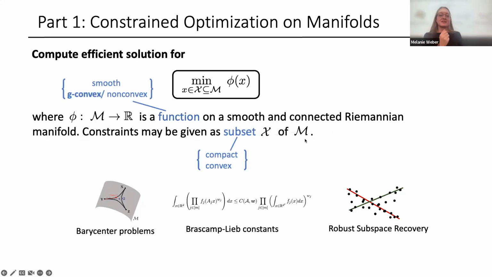We have to assume that that subset is convex. That's very important for the class of algorithms that we will be defining, also that it is compact. We also have to assume in this setting that our function is smooth. And it may be convex or geodesically convex or non-convex, but the interesting cases are certainly where it is geodesically convex. And then just to remind you, there are several sample problems that fall into that class of problems.